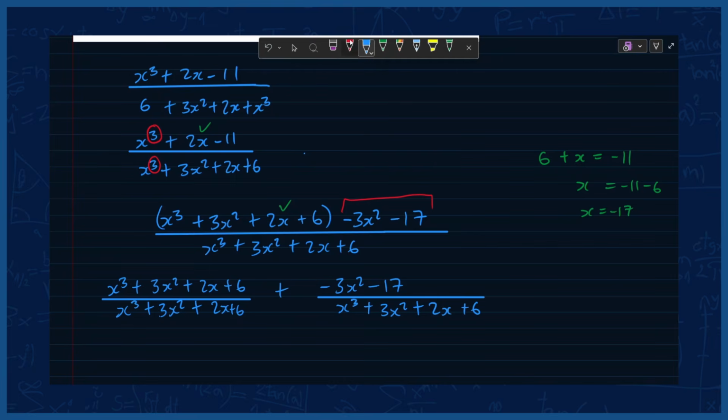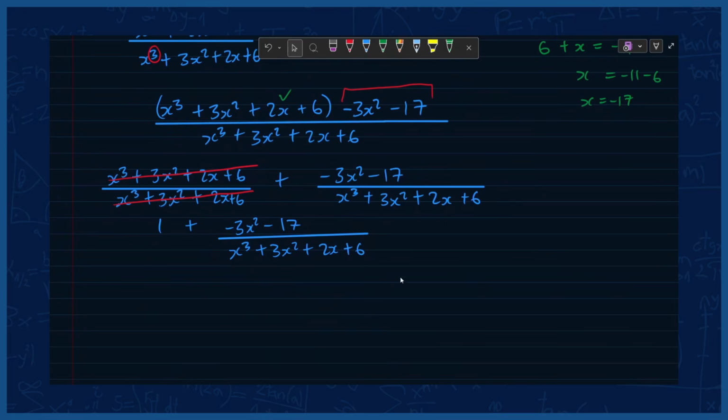And I hope you can see that in the first term, this just cancels out, and that gives us 1. So I've got 1 plus negative 3x squared, negative 17, all being divided by x cubed plus 3x squared plus 2x plus 6. And so now this has become a proper fraction, and we can decompose this into partial fractions.